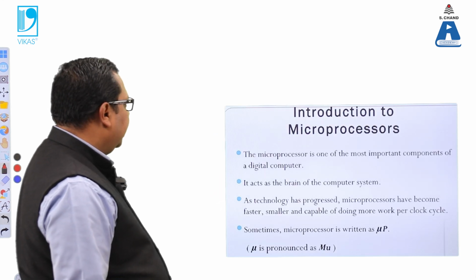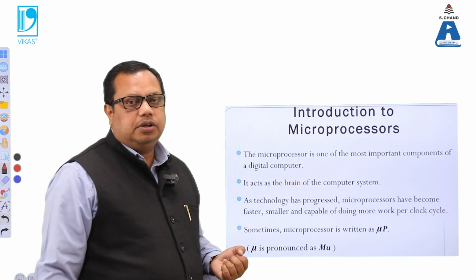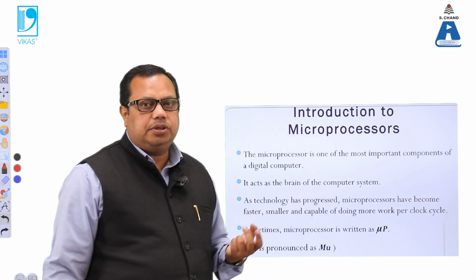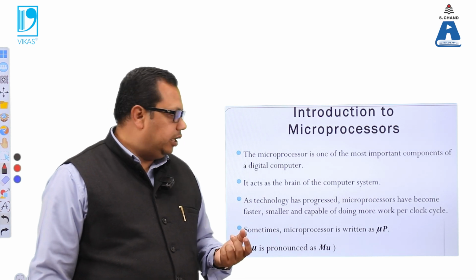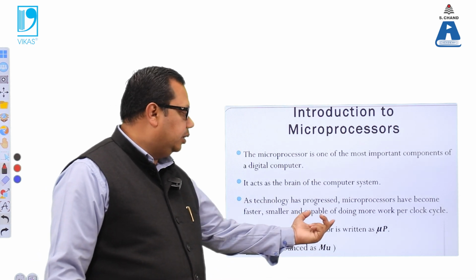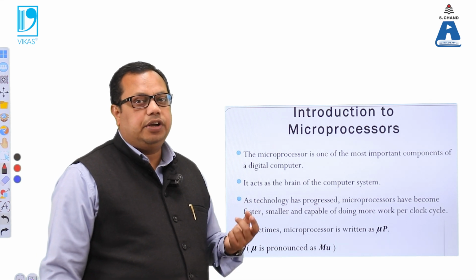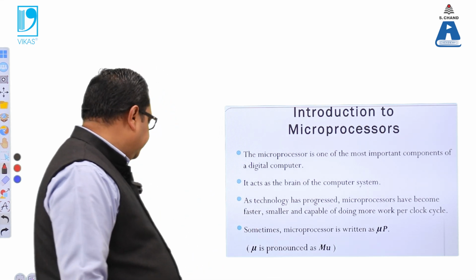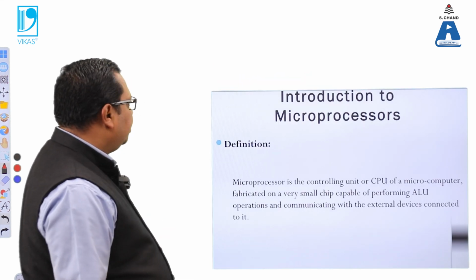Here we can see that the microprocessor is the brain of the computer system, because depending upon the nature of the microprocessor, depending upon the nature of the IC that we are using, that defines the system configuration and the performance of the particular system. This was the example shown to you.